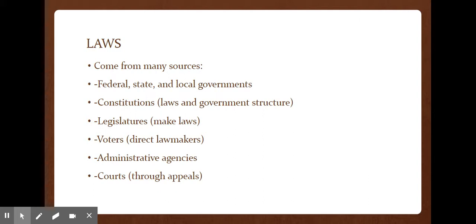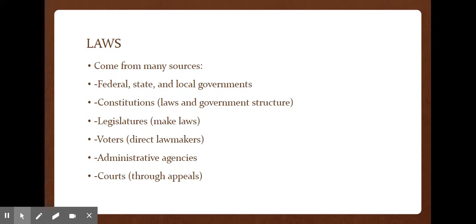And then, of course, the courts, through the appeals process. We see this a lot with the Supreme Court. We talked about it with prohibition. We talked about it with Brown versus the Board of Education and Plessy versus Ferguson. Those rulings by the court, which happened because of the appeals process, had the weight of law as well. So a bunch of different sources where law can come from.